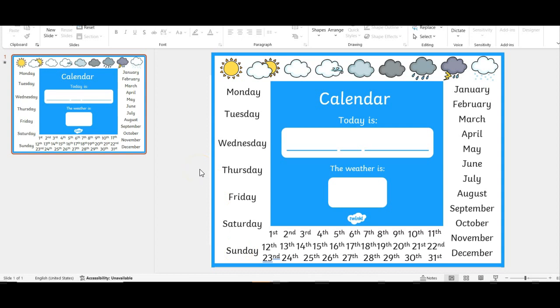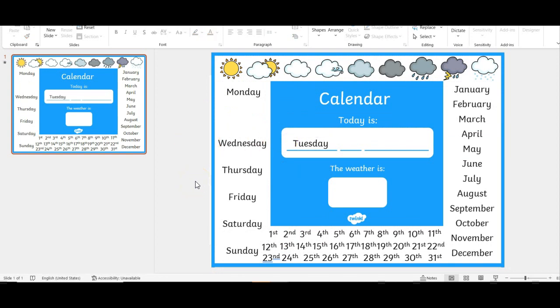Okay, so let's have a look at today's date. We'll start off with the days of the week. So we have Monday, Tuesday, Wednesday, Thursday, Friday, Saturday, and Sunday. So what day of the week is it today? Is it Saturday? Is it Thursday? Is it Monday? Well done if you said it's Tuesday. So today is Tuesday.